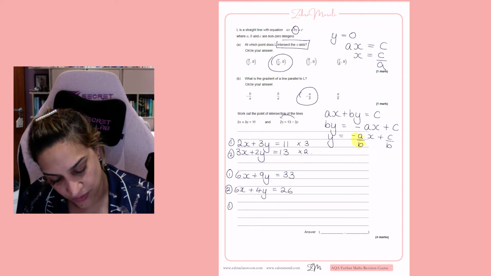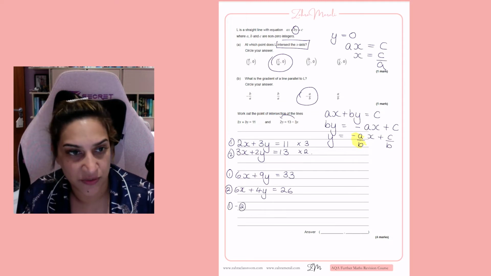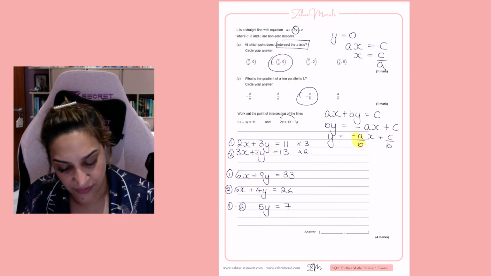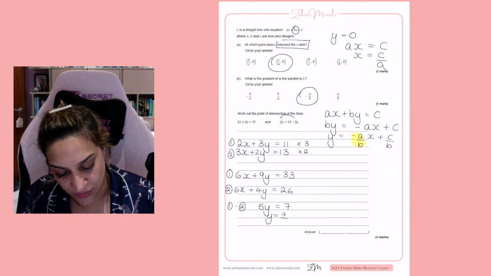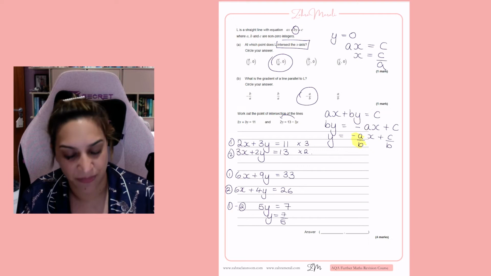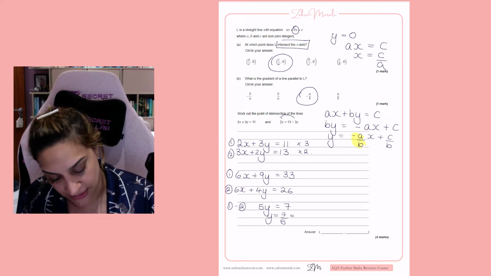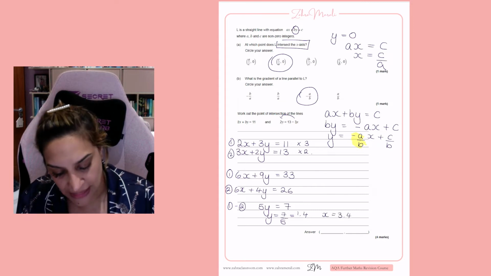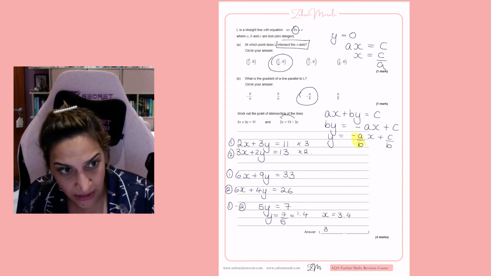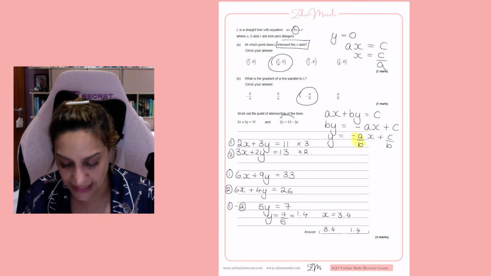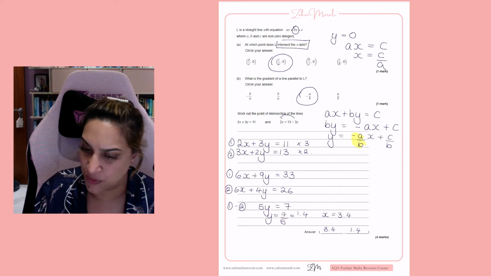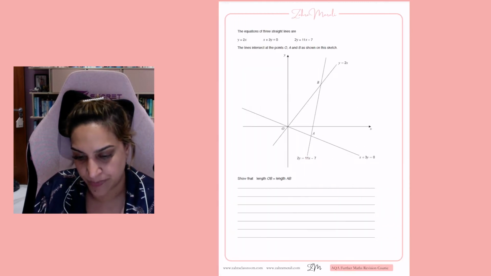I can take them away from each other. 9 minus 4 gives me 5y. That gives me 5y equals 7. So y is 7 over 5, so I might want to write that as 1.4. I substitute it back in and get 3.4. If you want to go through this slowly, we've done it in the algebra section. There was the exact same intersection question when we were talking about simultaneous equations.